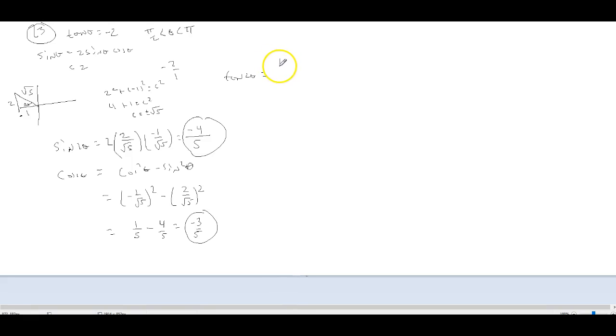I've got 2 tangents on the top, 1 minus tangent squared on the bottom. So 2 tangent is equal to opposite over adjacent, which is 2 over -1 or -2. 1 minus -2 squared. That's going to give me -4 on the top, and 1 minus 4 on the bottom, which gives me -4 over -3, which gives me 4/3. Again, third quadrant matches. Also, if I flip and multiply this, I get -4/5 divided by -3/5. Flip and multiply, I get 4/3, and so that's my answer.